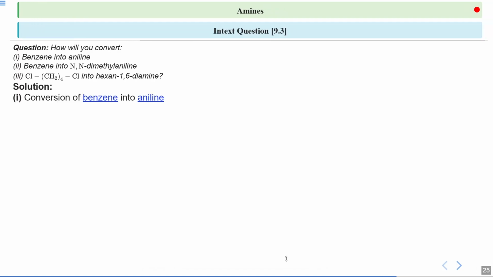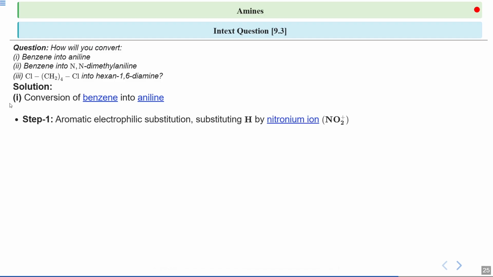First is the conversion of benzene into aniline. So aniline is a primary amine, which means the NH2 group is attached to a benzene ring. So step 1 is the aromatic electrophilic substitution.